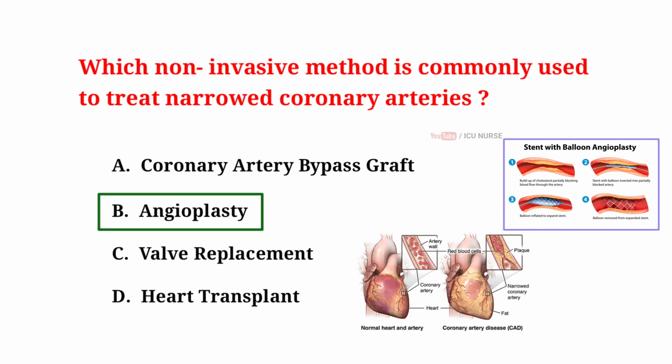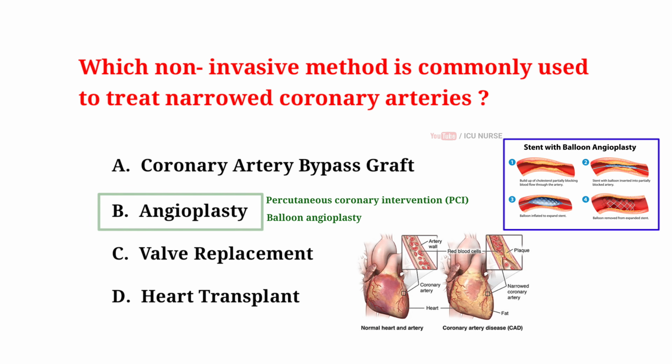Angioplasty is the non-invasive method commonly used to treat narrowed coronary arteries. Angioplasty is also known as percutaneous coronary intervention (PCI) and balloon angioplasty. This procedure involves using a balloon to widen the artery and placing a stent to keep it open, improving blood flow to the heart.